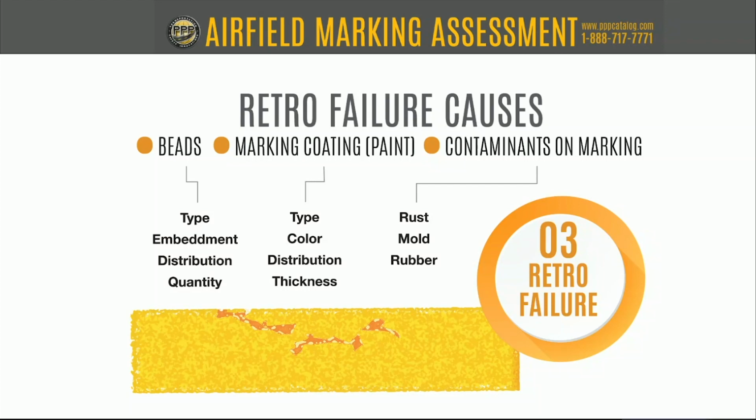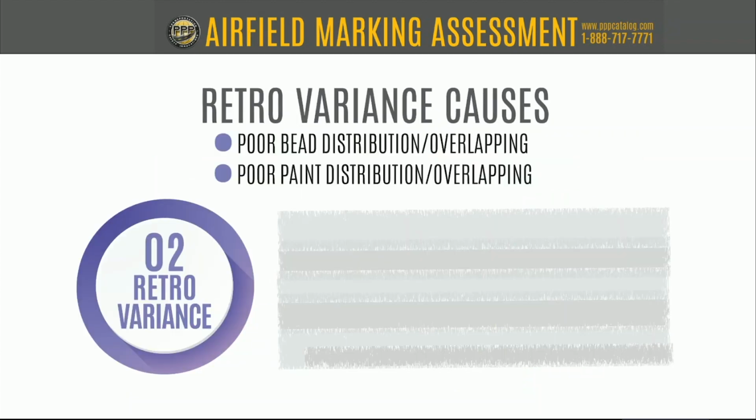All right, let's now move to retrovariance causes. And basically, there's really two reasons that you're going to have this retrovariance. Either it's poor bead distribution or overlapping, or it's poor paint distribution or overlapping. We see this a lot on the larger airfield markings. Mike and I have a little differing opinions on how to deal with it.